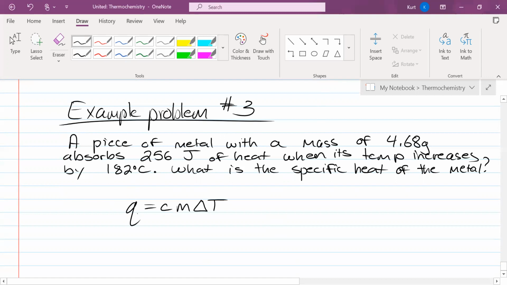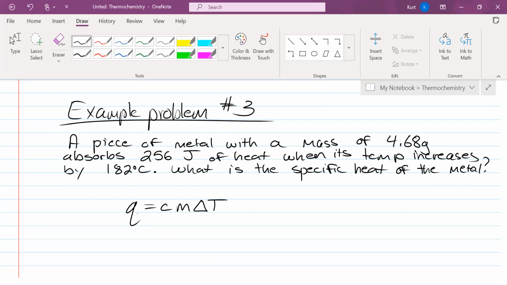So we're all clear. What does Q stand for again? What is heat measured in? Joules. What does M stand for? Mass. What is mass measured in? Grams. What does delta T stand for? Delta means change, and T means temp. That's going to be in Celsius. How do you calculate the change in temperature? Final minus initial.